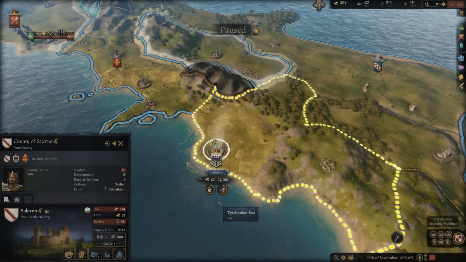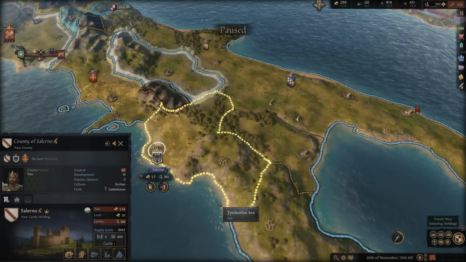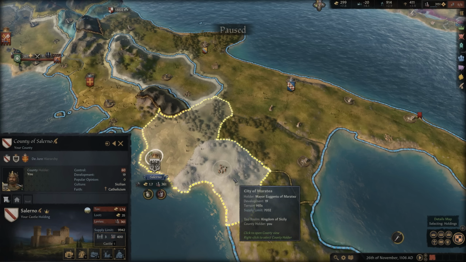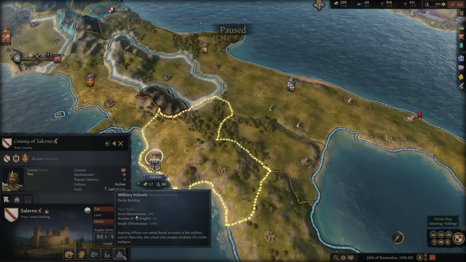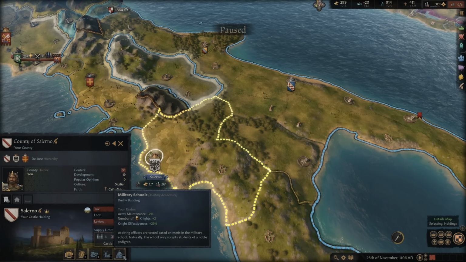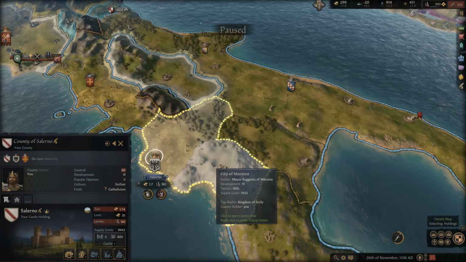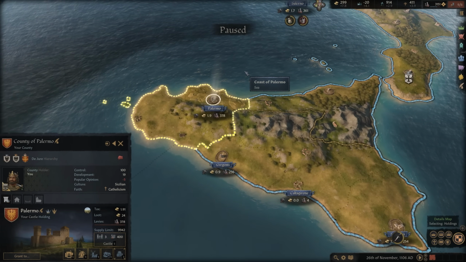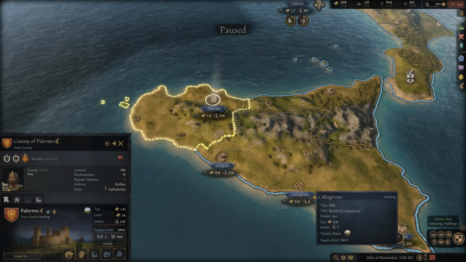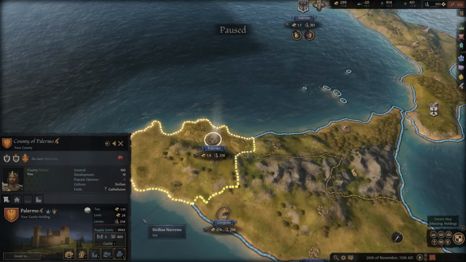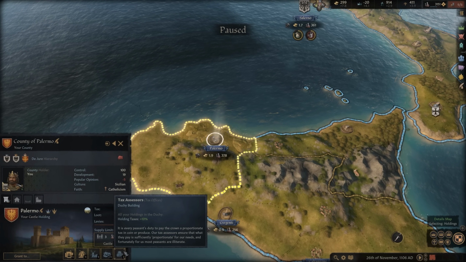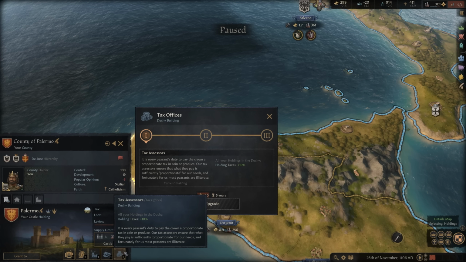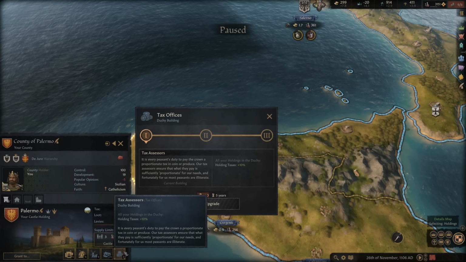Also, as another further example, since this is a small county, and this is the only holding that I have within this county, I decided to go more towards levies and fortifications. But another example would be the good old Duchy of Sicily down here. And since I have more counties in this duchy, I decided to focus more on taxes. The tax assessor duchy building allows me to increase holding taxes by 10%.